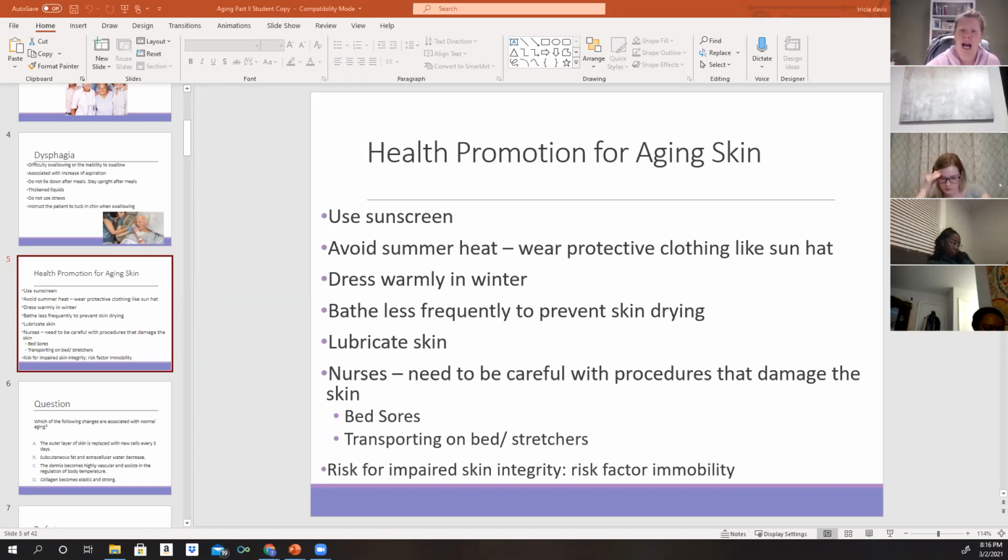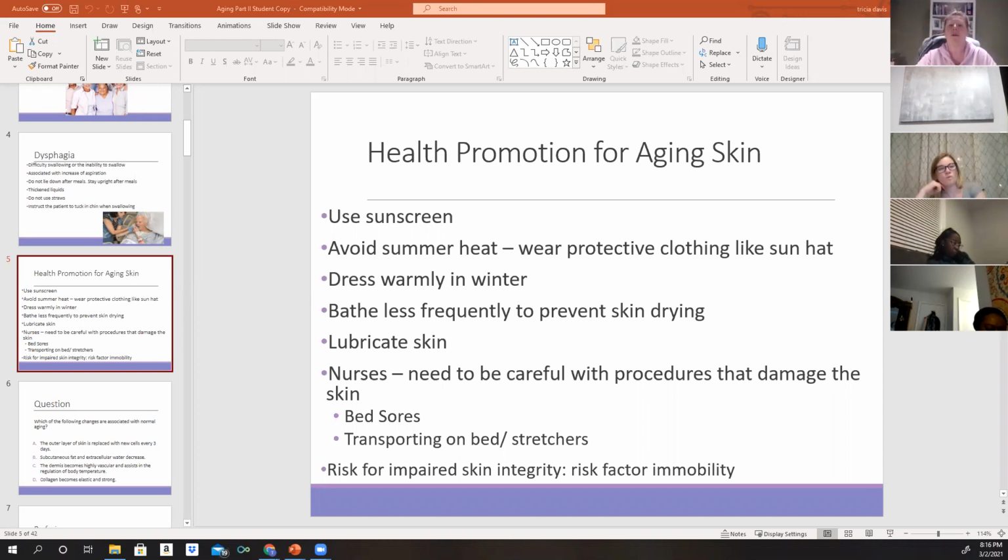Older people do not need to bathe as frequently as we do because their skin is at a risk for drying out super quickly. So we encourage them to bathe less. We want them to lubricate their skin. So we want to encourage them to use a good moisturizer on their skin every day.